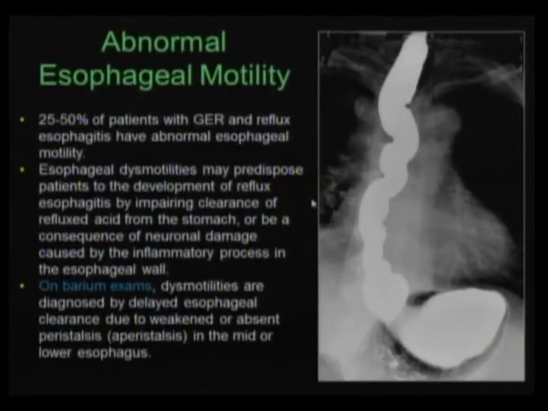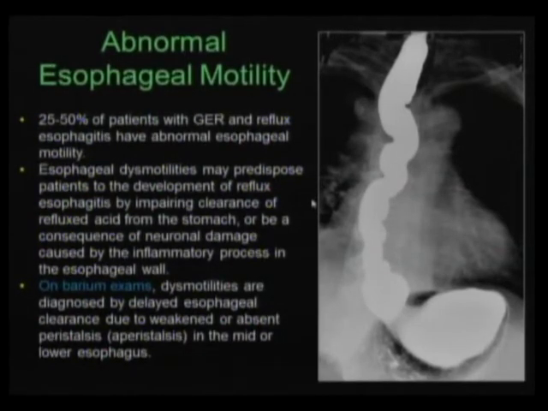Okay, how can we make the diagnosis of esophageal dysmotility? Well, we ask the patient to swallow the contrast, and we see that there is a significant delay of the esophageal clearance. This could be due to weakened or absent peristalsis, mostly in the mid and lower esophagus. Okay? So this is the diagnosis.